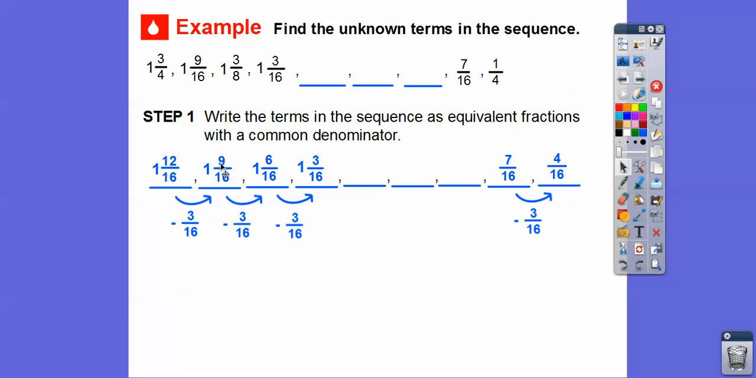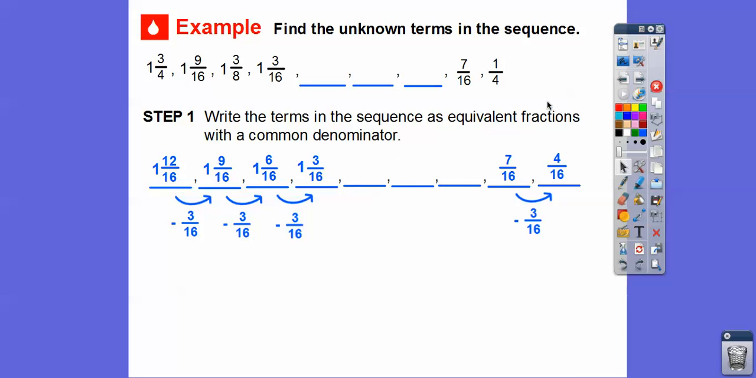And then from 9/16 minus 3 takes us to 6/16, and then subtract 3, it's going to take us to 6 minus 3 is 3/16. So we're just subtracting 3/16 over here. Look over here, 7/16 minus 3/16. 7 minus 3 is 4/16. So we just got to keep subtracting 3/16 on all of this, okay?